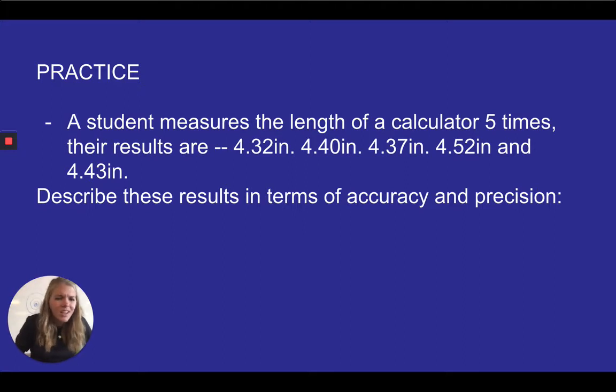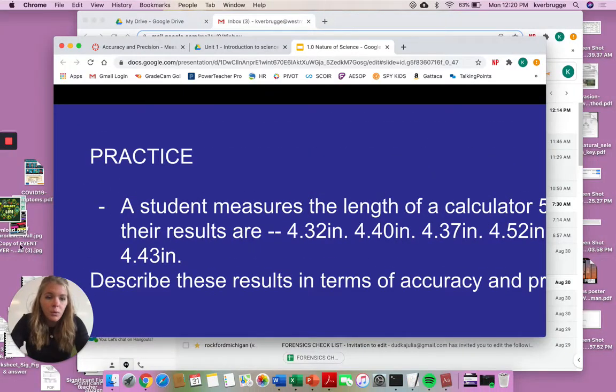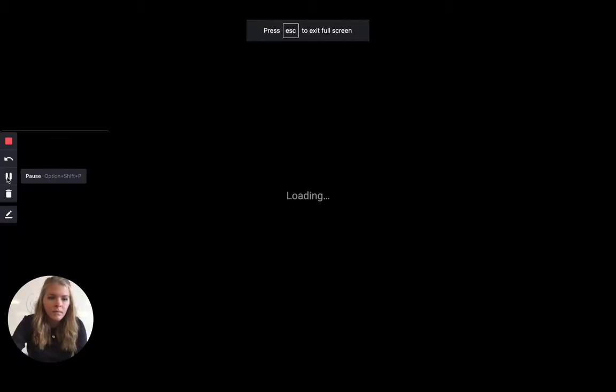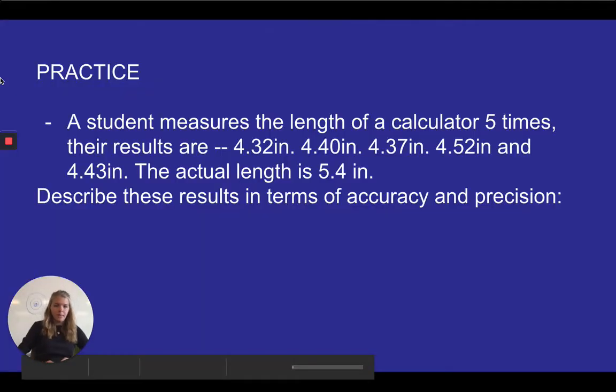Oh, you can't even tell if it's accurate because I didn't tell you what the actual length is. The actual length of the calculator is 5.4 inches. Sorry. I'm going to change that right now. Give me one moment. All right, folks, we're back in business.